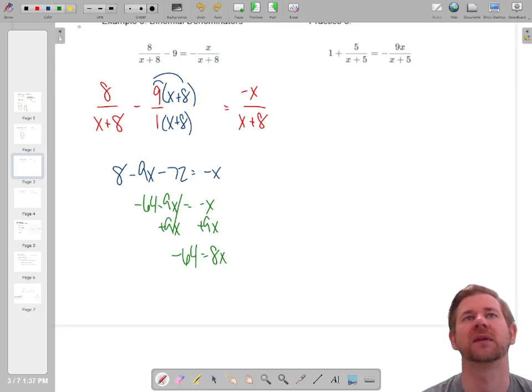Oops. Oh, that's not working. What's going on? Why is it thicker? Oh, I don't know what happened. Divide by 8. Divide by 8. And you get x equals negative 8.